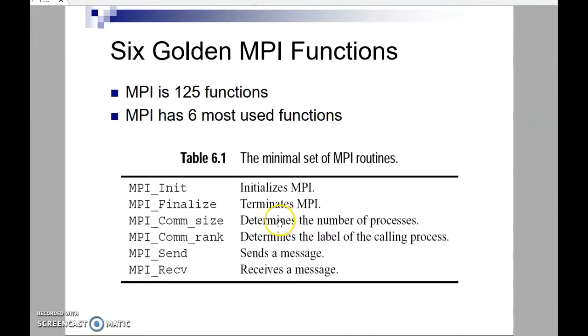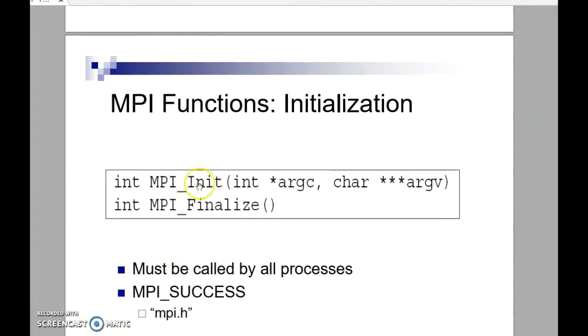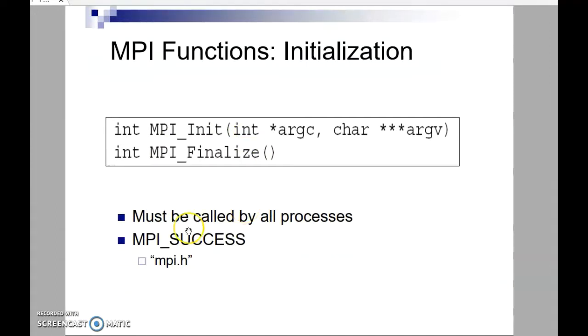Okay, MPI have several functions, but there are 6 most used functions. To initialize, to terminate, to determine the number of processes, determine the rank of current processes, and send receive messages. The number combine ni dia decide which yang akan dipanggil. And then this is an example of initialization process, MPI initialization. And then it must be called by all processes.